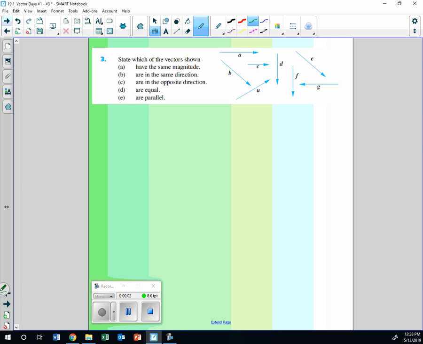So here's a little exercise. See if you're paying attention. State which of the vectors shown have the same magnitude and are in the same direction, and so on. So for example, I'm going to show you how to write these. Have the same magnitude. Is there anything that has the same magnitude as A?